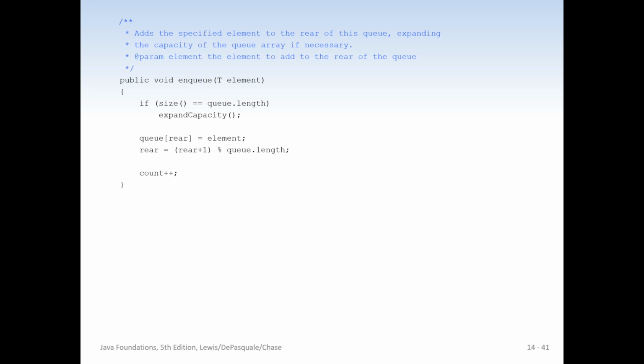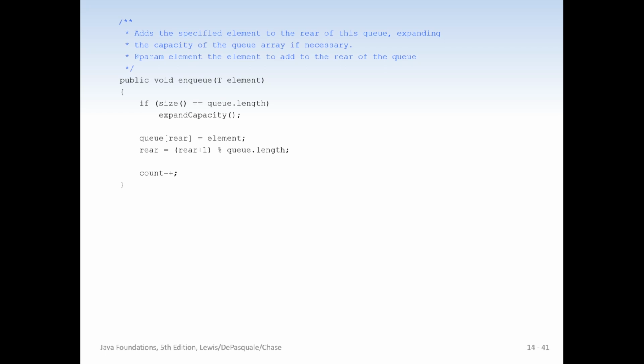So queue of rear equals element. So we're going to add the element to the rear position in the array, right? And then we're going to set rear equals rear plus 1 mod queue length. So we're going to increment the rear, and then we're going to mod.